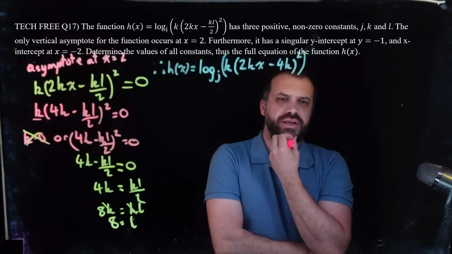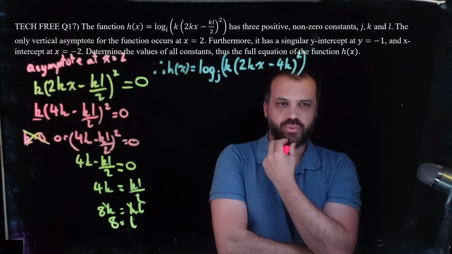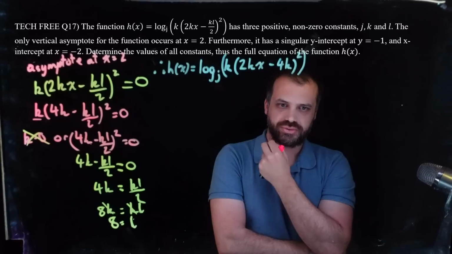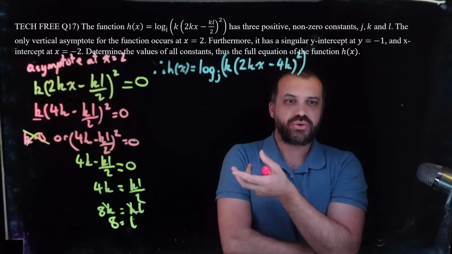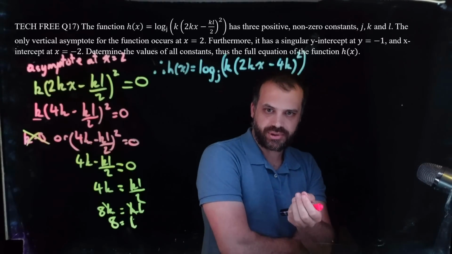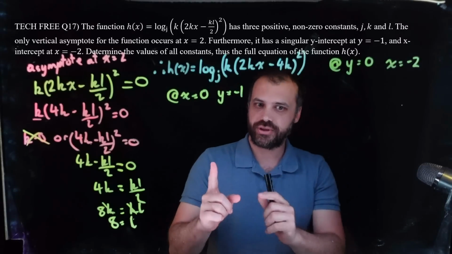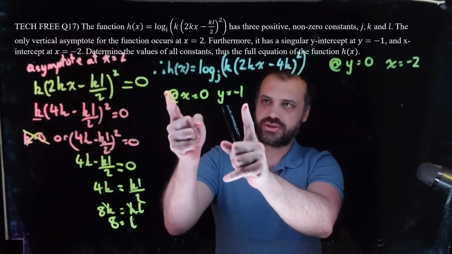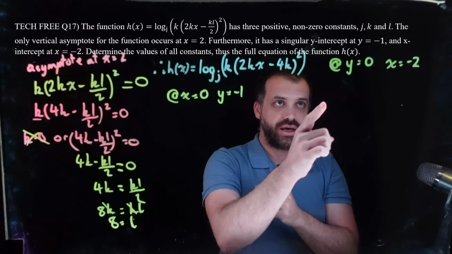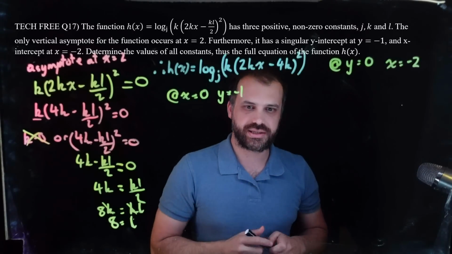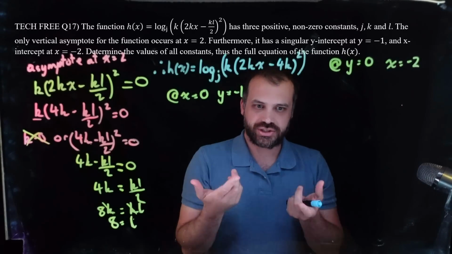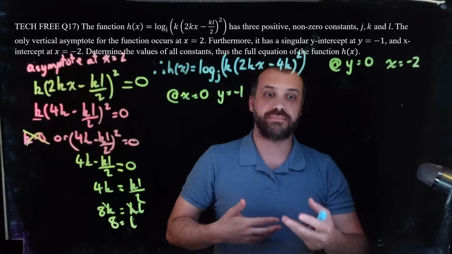Now, what else have we got? It has a singular y-intercept at y equals -1, and an x-intercept at x equals -2. Alright, that feels useful, right? Because we know when y-intercepts happen. Y-intercepts happen when x equals 0. And x-intercepts happen when y equals 0. So I've written those key pieces of information here. So this says when x equals 0, y equals -1. That's my y-intercept. And it says when y equals 0, x equals -2. That's my x-intercept. What I'm going to do is sub this into there and sub this into there and just figure out which one feels like it might lead somewhere.